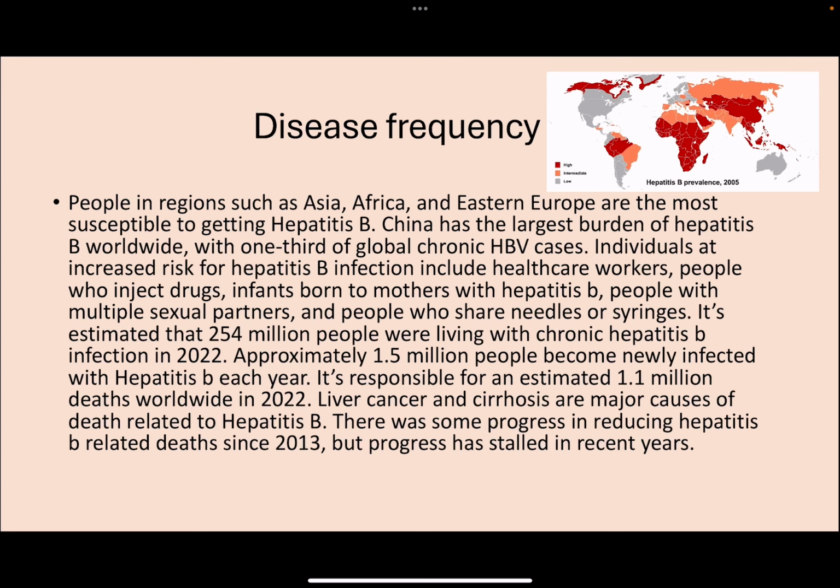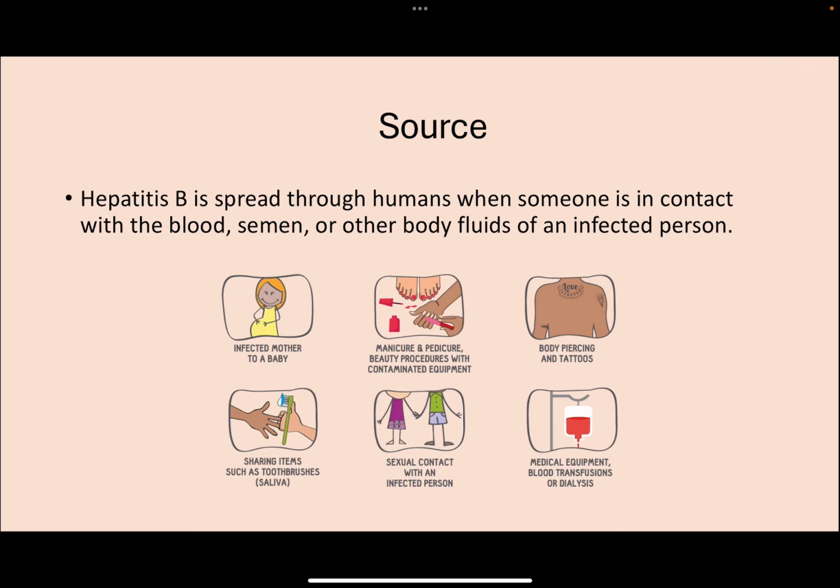I have a picture in the corner here that shows where all hepatitis B is around the world. This was from 2005, and it shows who's at high risk, intermediate, and low risk. Source. Hepatitis B is spread through humans when someone is in contact with the blood, semen, or other body fluids of an infected person.